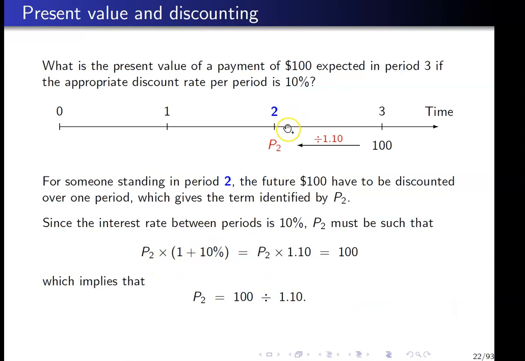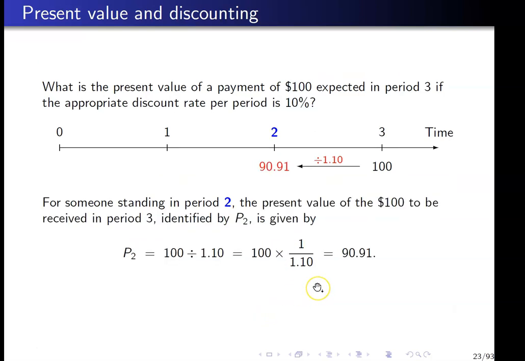So what's the relationship between P2 and 100? If P2 is the value at time 2 of 100 to be received at time 3, P2 times (1 plus 10%) is equal to 100, which means P2 is equal to 100 divided by (1 plus 10%). So P2 is equal to 100 divided by 1.1, which is 90.91. So the present value of $100 to be received at time 3 when we are sitting at time 2 is 90.91.